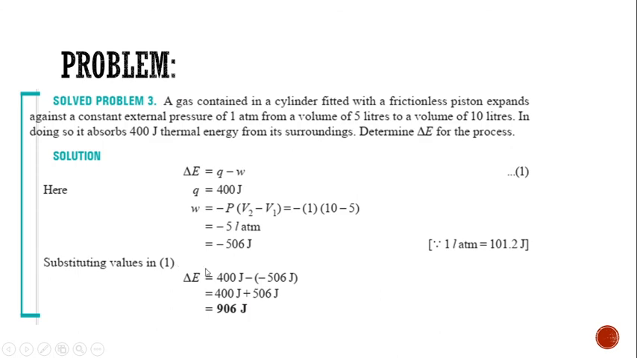Substituting the value of work done in equation number 1, your change in energy equals 400 joules, that is your heat, already a given value, and minus 506 joules, that is your calculated value of work. Finally, you got your change in energy in joules, that is 906 joules. In this numerical problem, you easily calculated the change in energy by using the first law of thermodynamics.